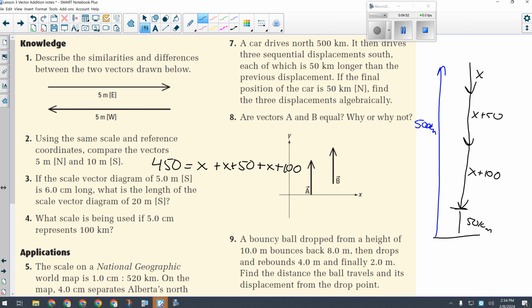Can I take the numbers I know that are actual real numbers over to the other side, the 50 and the 100? I can. I'm just going to subtract them over to the other side because on this side I'm adding them. So 450 minus 150 is 300. 300 equals x plus x plus x. Or could I write this as 3x? Can I solve for x? So x is 100.